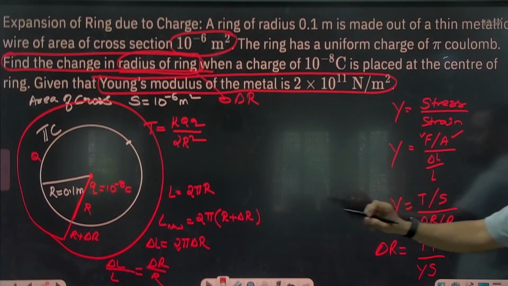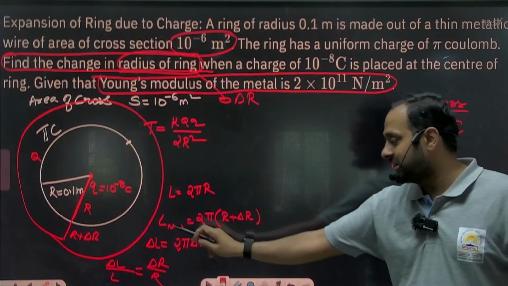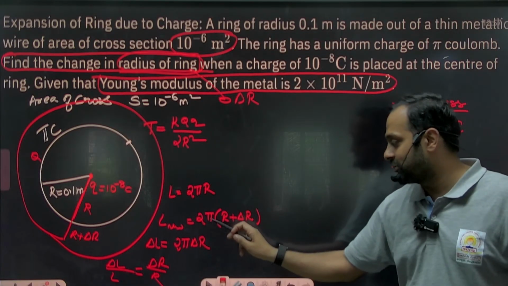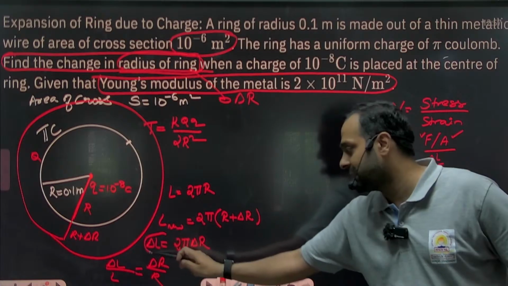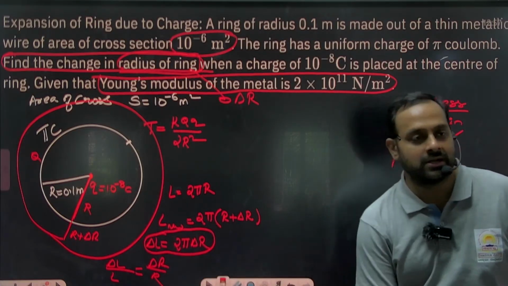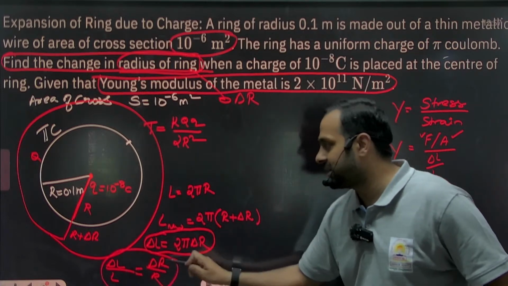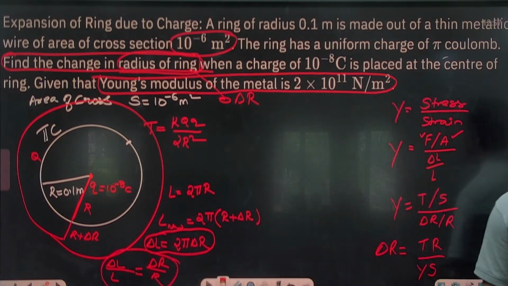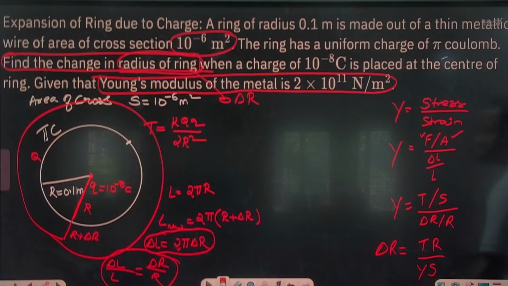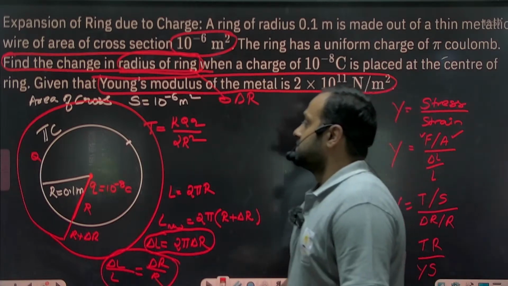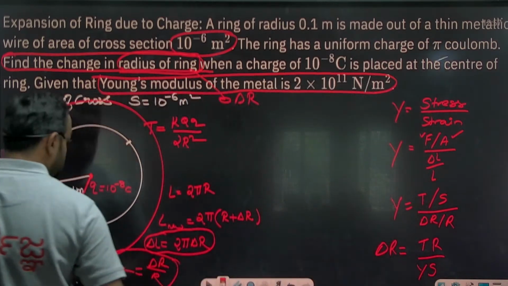L is 2 pi R. The new length is 2 pi (R plus delta R). So delta L will be 2 pi delta R, and delta L by L comes out to be delta R divided by R. So instead of delta L by L, I can replace it by delta R by R. From this formula, delta R is equal to T into R divided by Y into S.